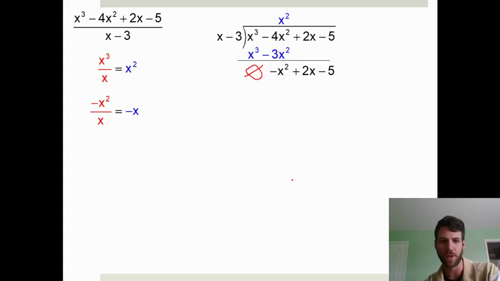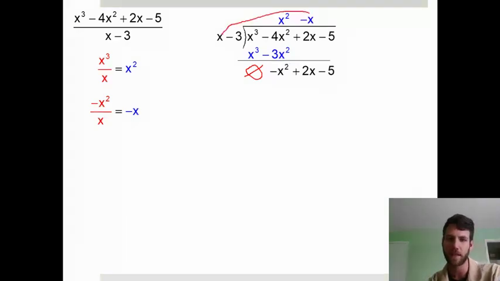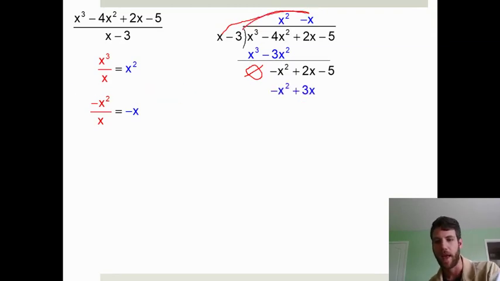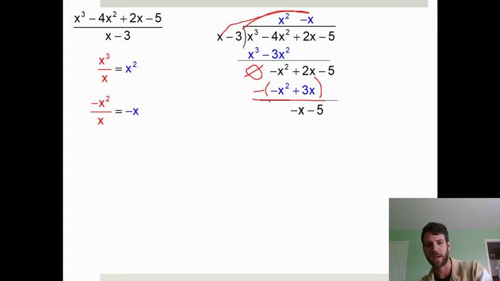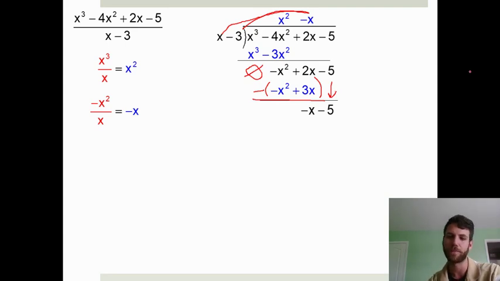And then when you get that answer of negative x, you're going to do negative x times both parts over here and get negative x squared plus 3x. And then we're going to subtract those from what's above it, giving us negative x, and then we are bringing down the negative 5 since it was not used at all.